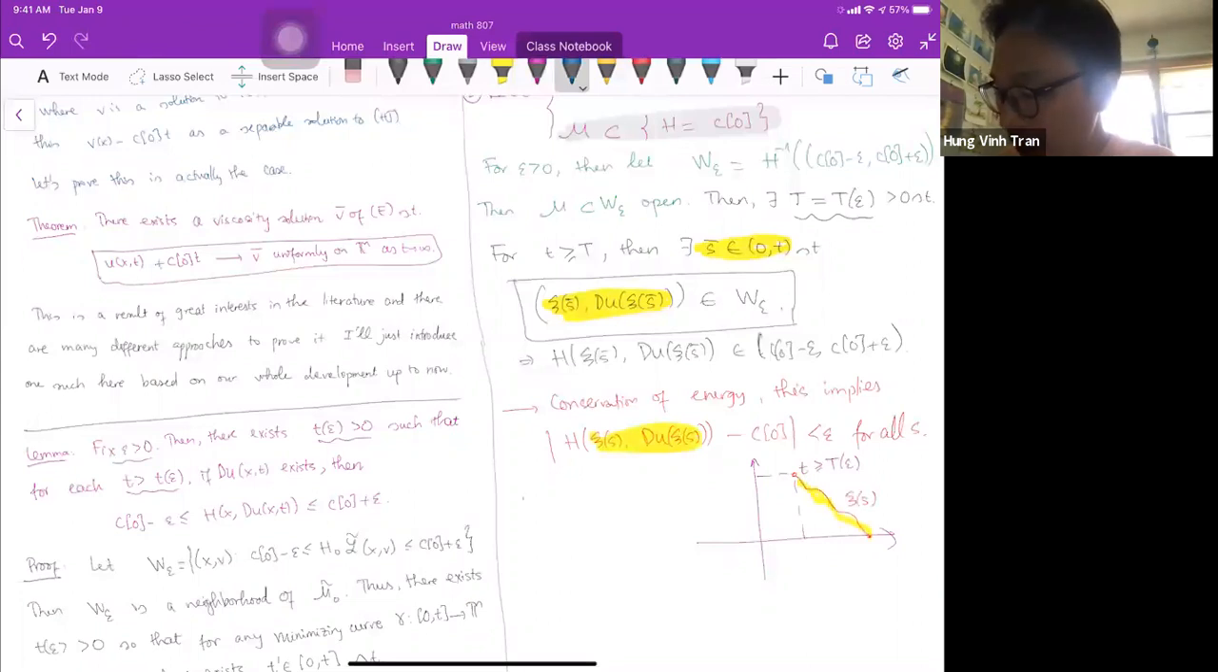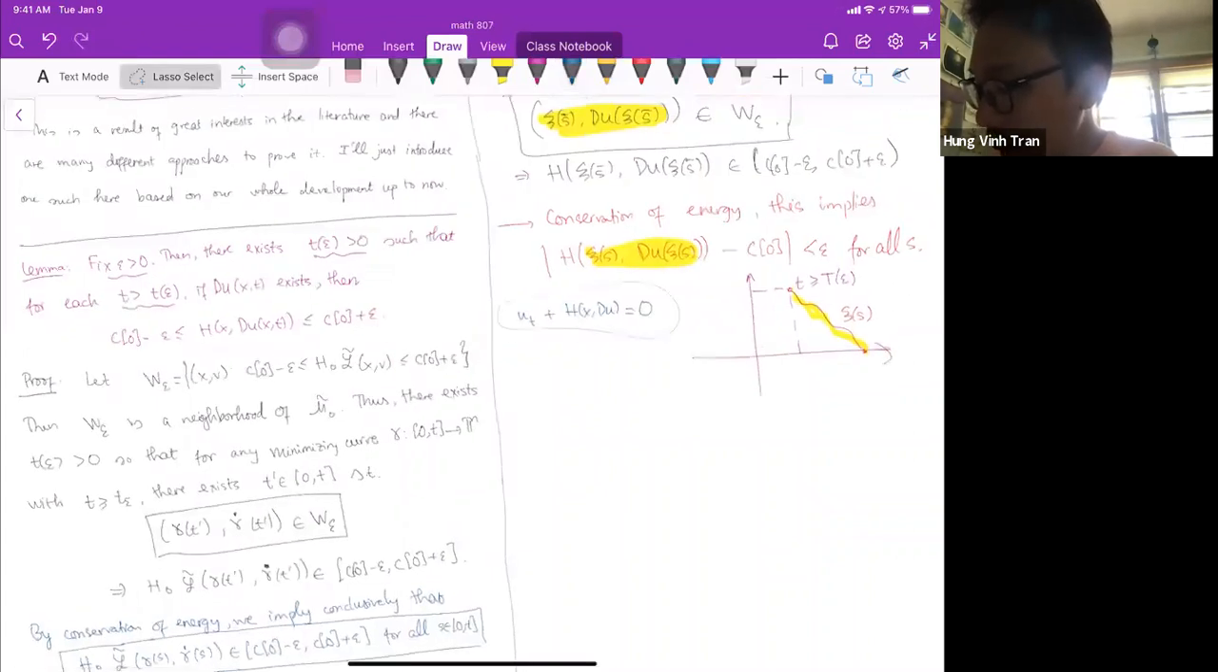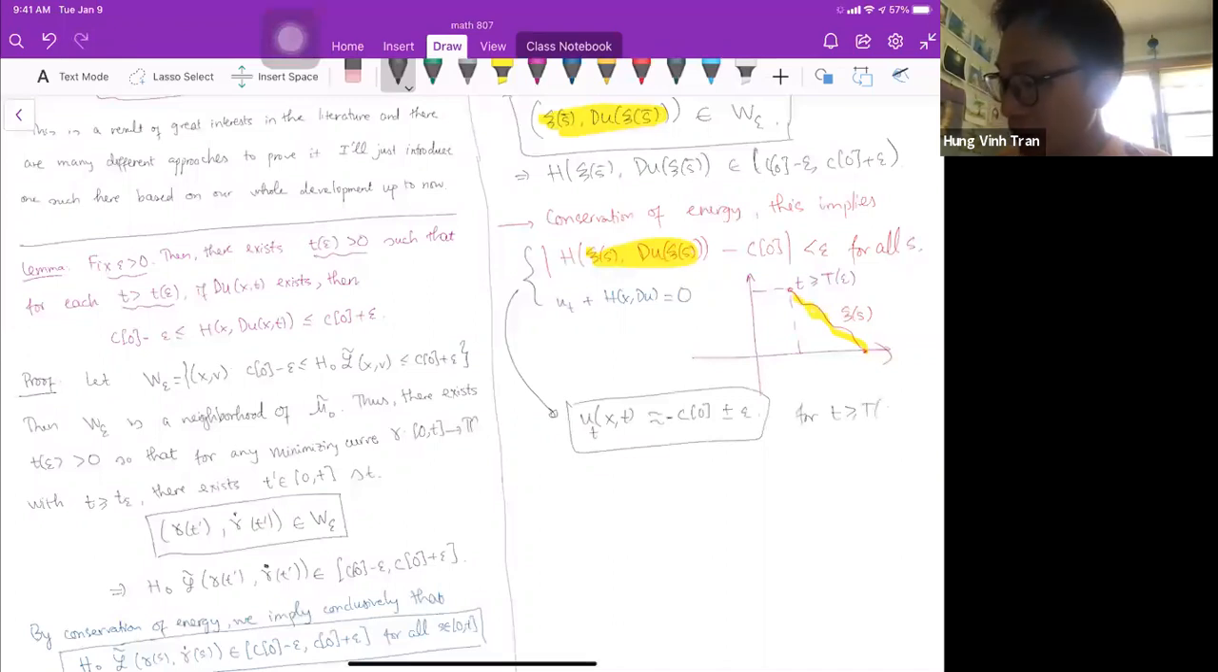And if you recall the PDE, we have UT plus H of X, DU equals zero. So what it means here, from these two relations, is that I can confirm that at the end of the day, for T large enough, I should have that UT of X, T is sort of minus C naught, plus or minus epsilon. So I have been able to deduce from here the key point that if T is large enough, my time derivative is getting very close to minus C naught.